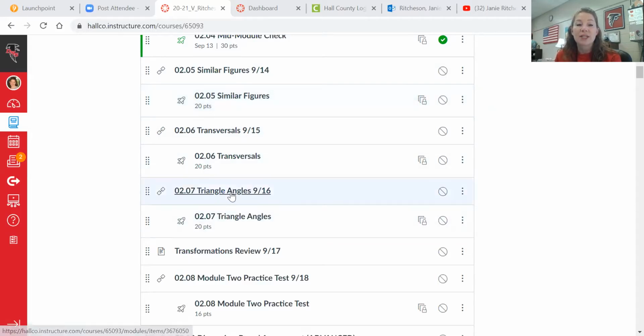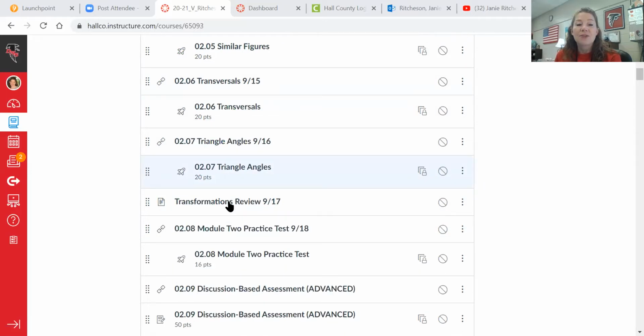You're going to look at triangle angles. And then on Thursday, I've given you a transformation review. Hopefully you guys have the capacity to print, because this is a sheet I want you to print and actually write on, practicing all of the transformations. And then finally, you'll have your practice test. I know it says Module 2 practice test, but just ignore that. This is our first unit. This is your first practice test.